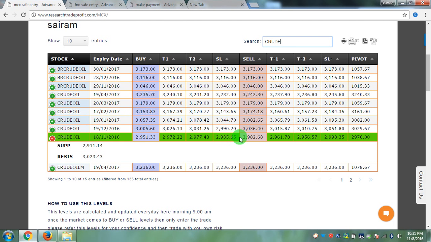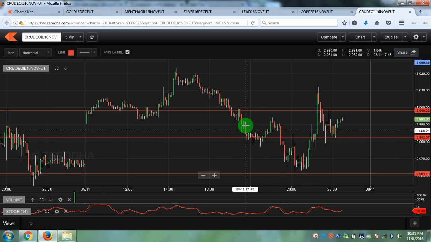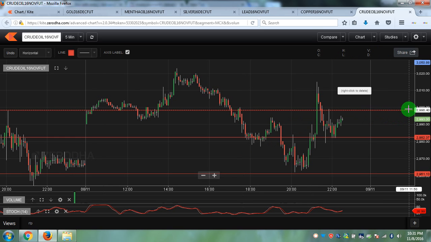So our sell was at 2982. The sell call was generated below 2982. As you can see, on this candle we got a sell call generated at 5:45 in the evening. The candle gave a sell call below 2982, and the stop loss was at 2998.